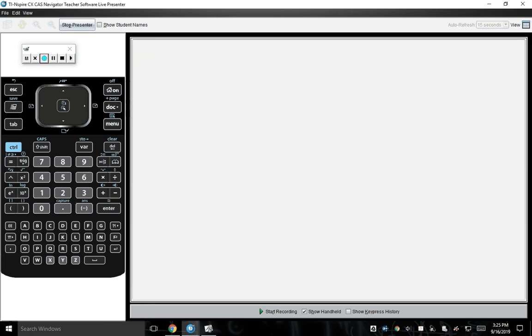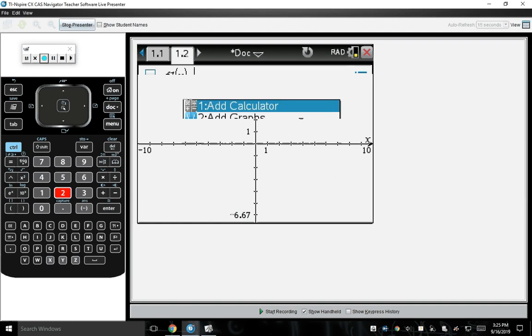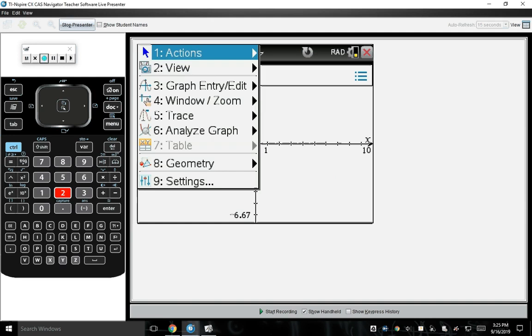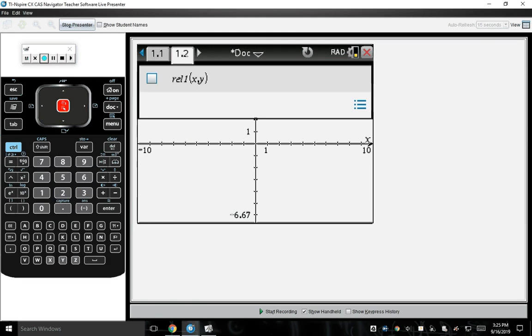All right, here we go. 1, 1, control out of page, 2, and here we go. Menu, graph entry, there it is, relation. So now you don't see F1, you don't see F2, you see a relation. Relations can fail the vertical line test.